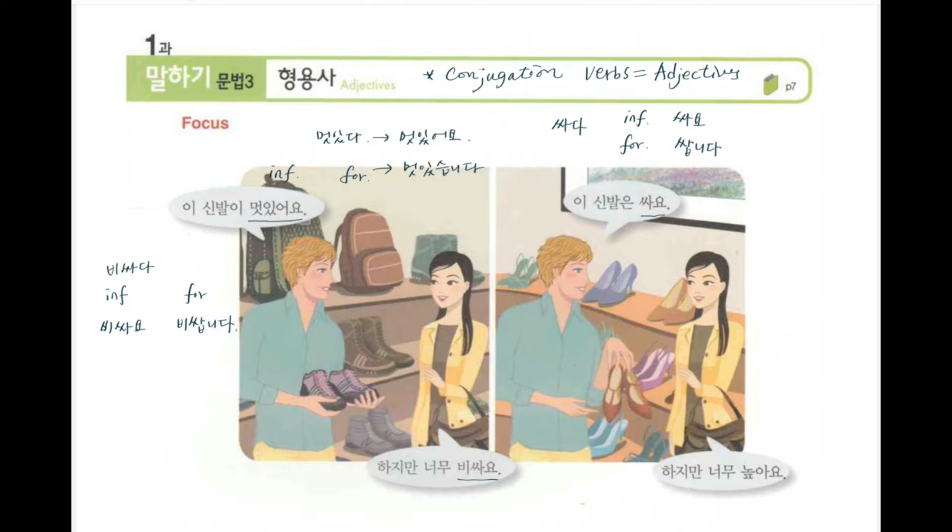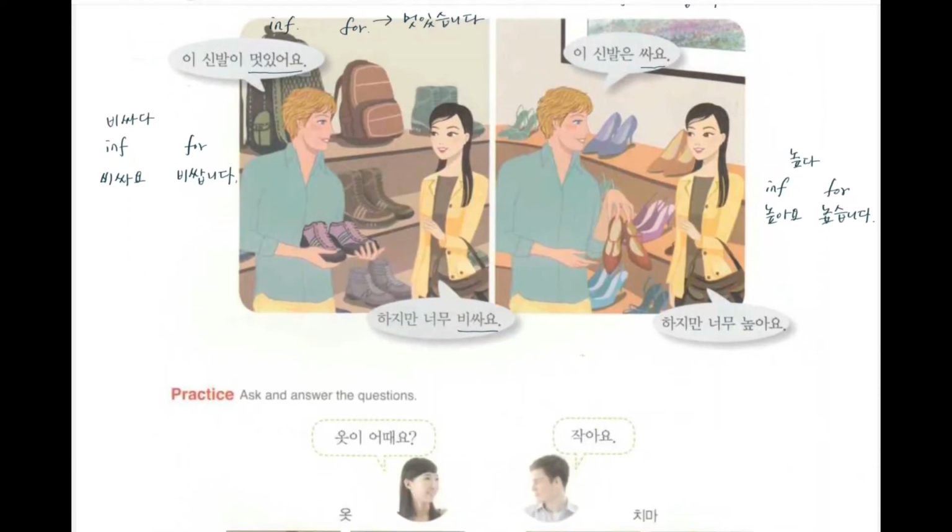자, Mina says, 하지만 너무 높아요. However, it is too high. 자, 높아요 있어요. What is the base form? 높다죠. 자, informal polite ending 뭐예요? 높아요. 자, formal polite ending 뭡니까? 높습니다. Done? Very good. 자, if you are not familiar with this vowel harmony and conjugation rule, you better watch my another video that introduced these rules.